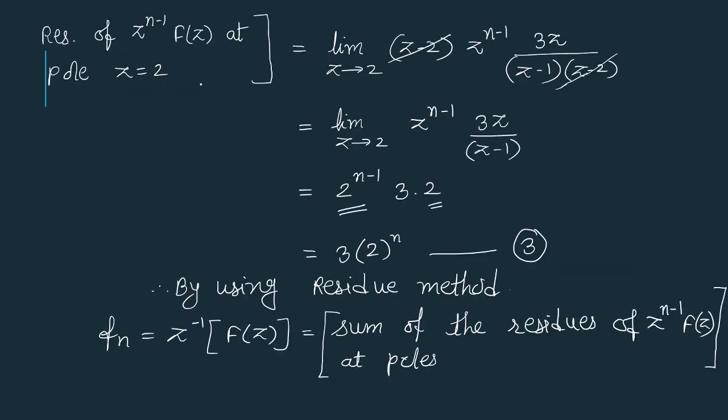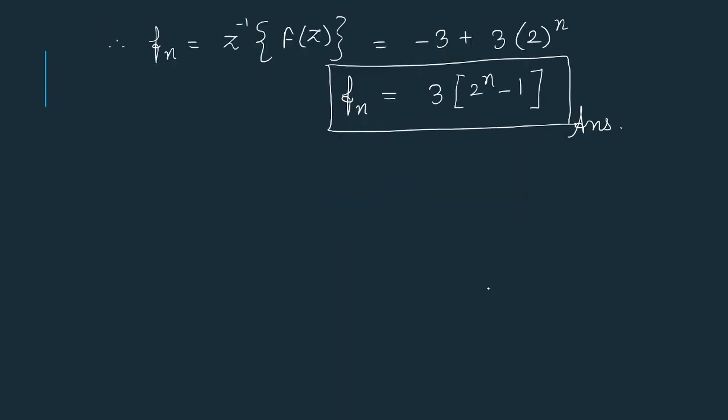Now similarly we find the residue of z to the power n minus 1 F of z at the pole z equal to 2. Here by the same formula, z minus 2 gets cancelled and it reduces to this value, and now substitute the limit z tends to 2. We get 3 into 2 to the power n, which gives equation number 3. Now by using the residue method, this is the formula. We substitute the values of the residues and write down the required result. This is f of n equal to this value.